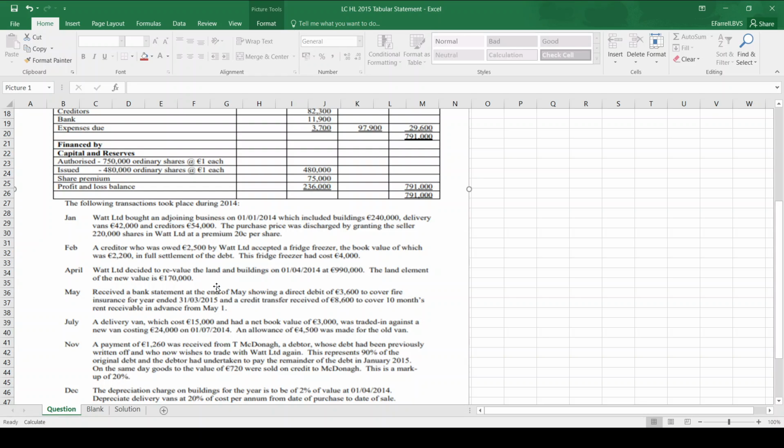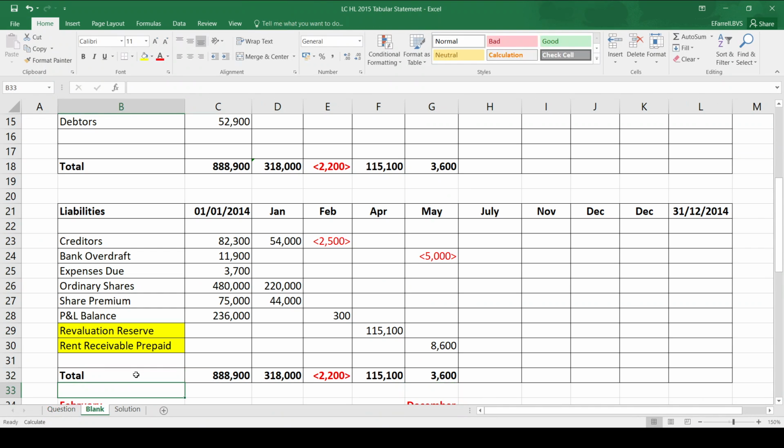July. In July, a van which had cost 15,000 and had a book value of 3,000 was traded in against a new van costing 24,000 at the start of July. We got an allowance of 4,500 for the old van. So again, I'm going to do a little working on this.